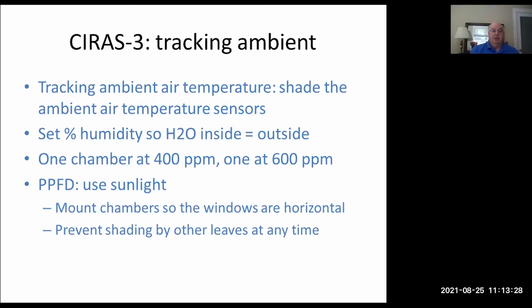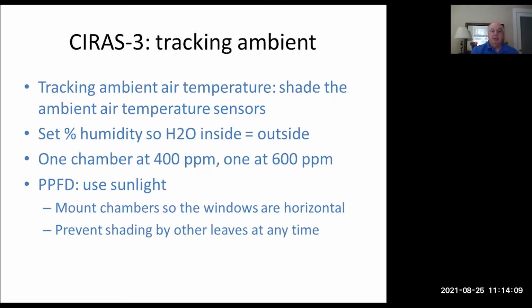You set the percent humidity on the CIRAS-3 so that the water vapor inside the leaf chamber is approximately equal to outside. Whatever percent of incoming you need to get there, like 70% or 60%, depends a lot on your leaf material, so you just have to do that by trial and error. But you want to be matching ambient conditions. You want the inside to be approximately equal to the outside, and that's only approximate; it's the best you can do.